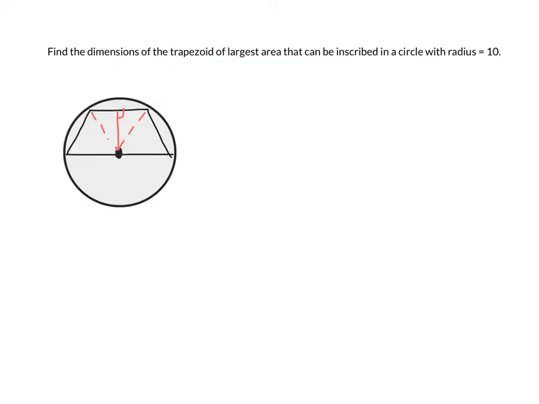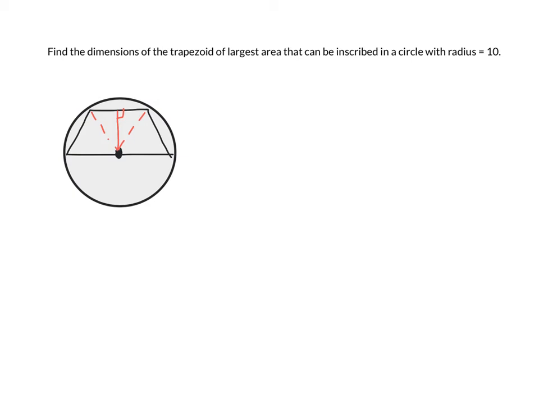Okay, so I do want to keep this video short, but one thing that I wanted to cover was this one problem. I don't remember where it is, and I don't have my packet, so it's somewhere in the packet. But it's basically just find the dimensions of the trapezoid of largest area that can be inscribed in a circle with radius equal to 10.